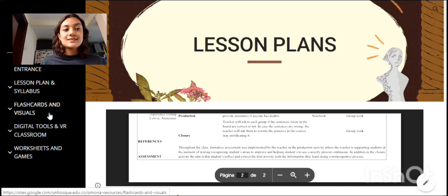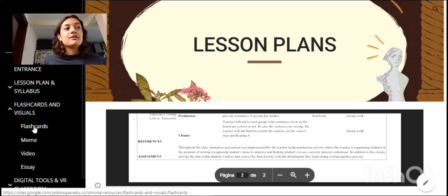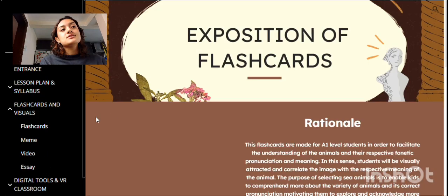We're going to the next section called flashcards and visuals. Here we're going to find 4 materials that are flashcards, the meme, the video, and the essay. First, we're going to see the flashcards. There are 2 sets of them.